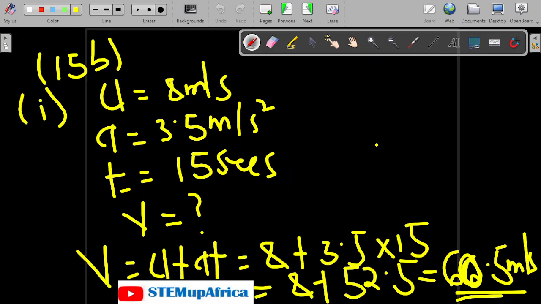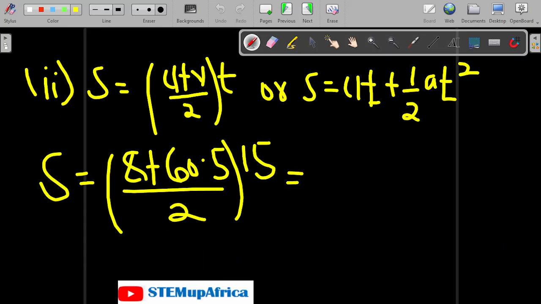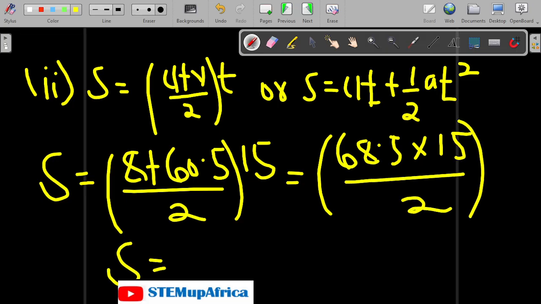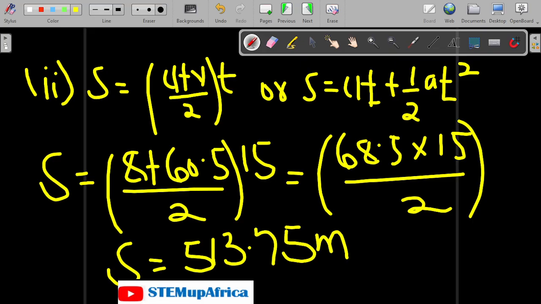Yes, the data is correct. So I'm going to have 68.5 times 15 divided by 2. So my X, the distance, will be 68.5 times 15 divided by 2. That will give us 513.75 meters. This is now the distance traveled by the bullet.